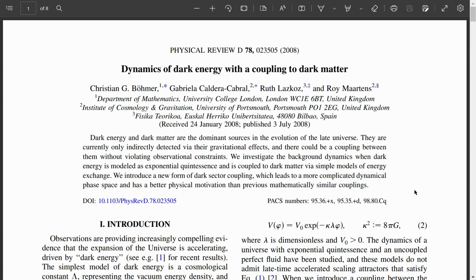For that, I'm going to review one of the papers written by Christian Boehmer et al. The title is Dynamics of Dark Energy with Coupling to Dark Matter. So what does this tell you? We want to understand dark energy, which is directly coupled with dark matter. We will see in a minute what is the meaning of this.